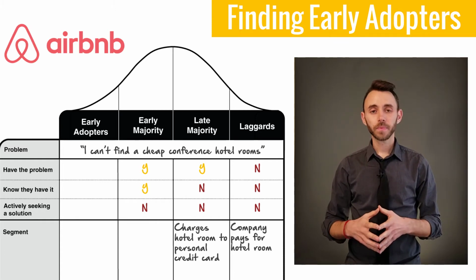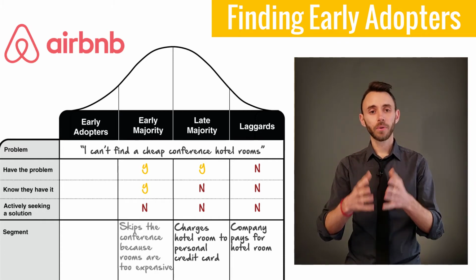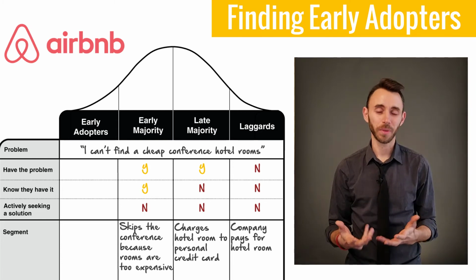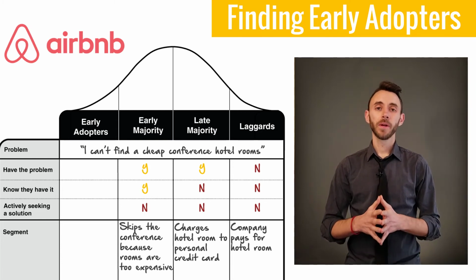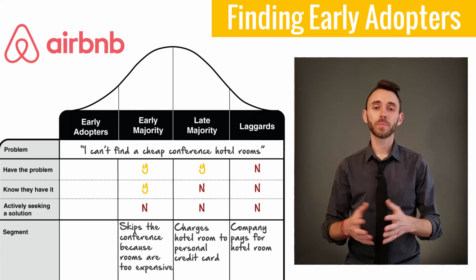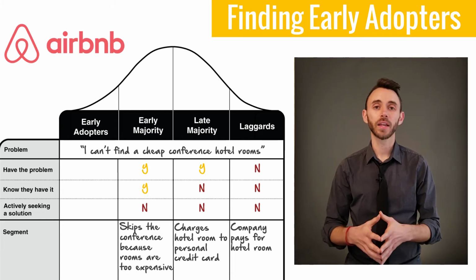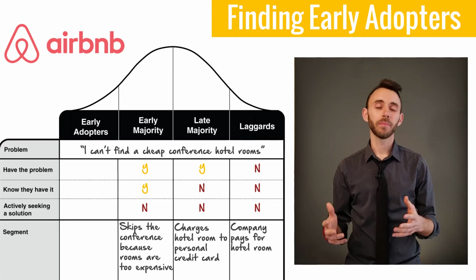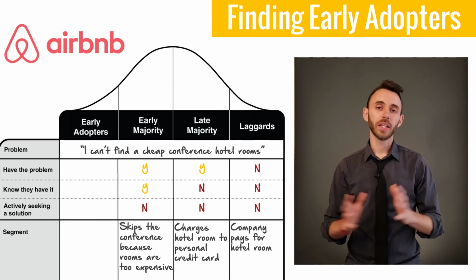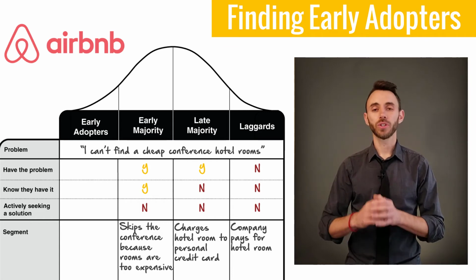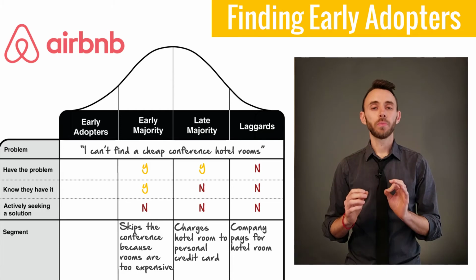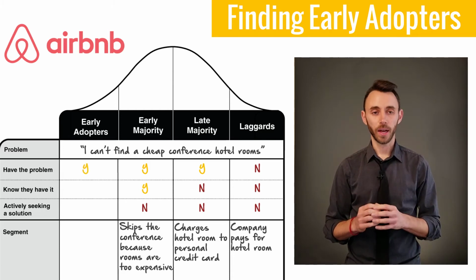So in this case, in our example, someone who is an early majority is someone who maybe skips the conference because they can't find a cheap hotel room. They know that the hotel rooms are too expensive, and maybe they did a little looking. They searched for some cheaper hotel rooms on Expedia, but they're just not that interested. They've got other problems to solve, and so they're just going to give up. They're not going to attend the conference at all. Now, the last group, and of course the most important, is our early adopters.